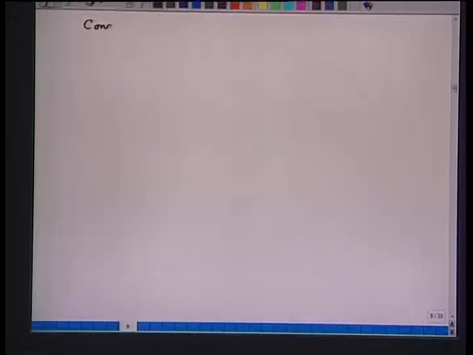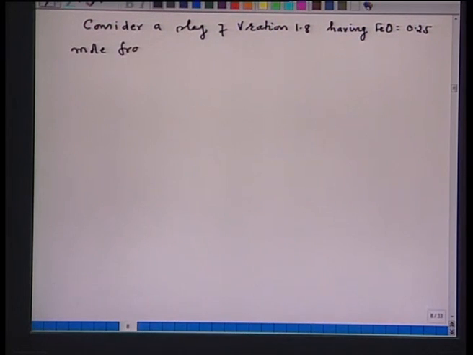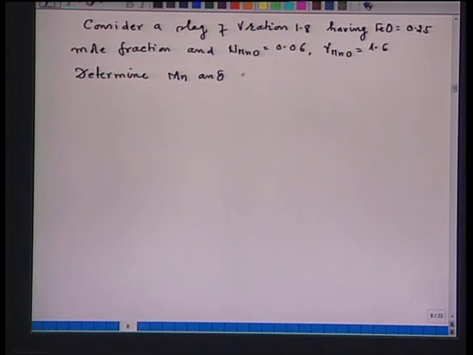So, now I will illustrate with a problem. Let us consider a slag of V ratio, where V ratio means basicity, that is, all basic oxides upon all acidic oxides, equal to 1.8, having FeO mole fraction equal to 0.25, and mole fraction of MnO equal to 0.06. We will assume that gamma MnO is given to us, equal to say 1.6. Now, let us determine the manganese and oxygen content of steel.